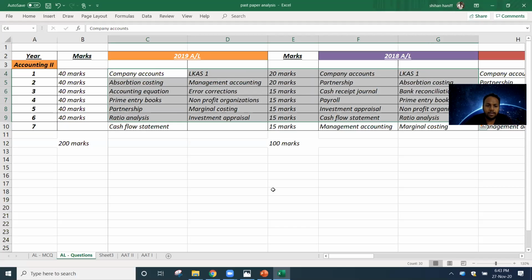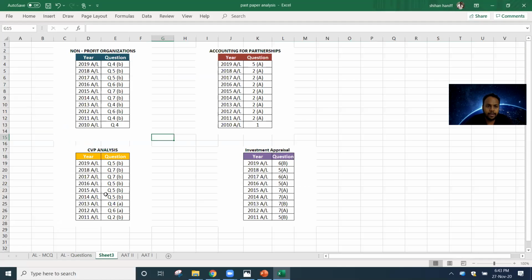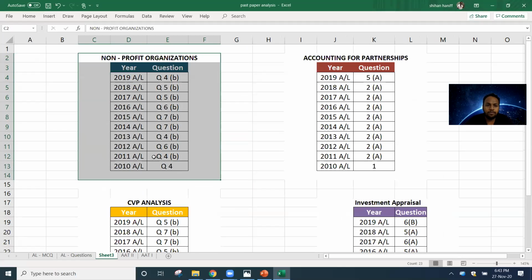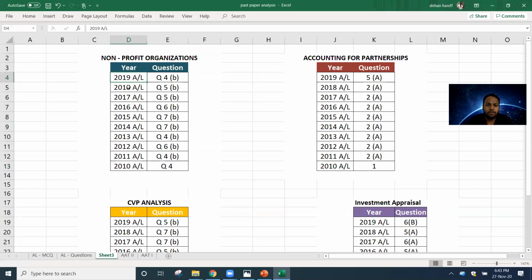Based on the analysis only, we will continue the classes. For example, let's say non-profit organization. You can see every year there is a question: 2019, 18, 17, 16. So every year one question is compulsory, right? Once we do the theory and the basics, we will cover all the past papers. Some of the past papers I will be doing online, for example 2018, 19, 17, four questions.